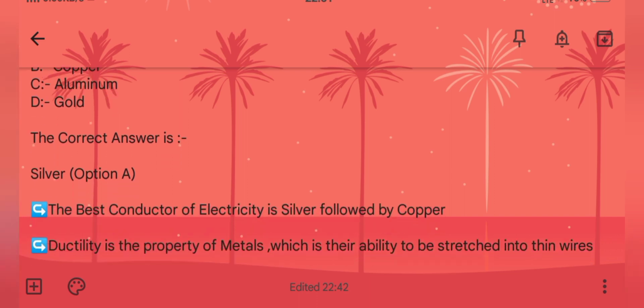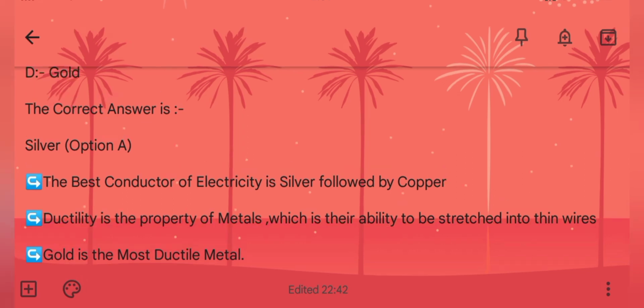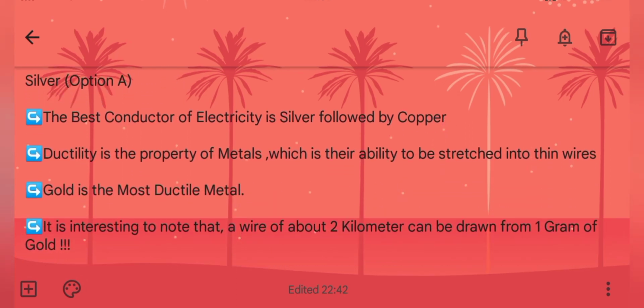Okay, so ductility is the property of metals, which is their ability to be stretched into thin wires. Gold is the most ductile metal on earth. There you go for a fun fact. It is interesting to note that a wire of about 2 km can be drawn from 1 gram of gold.